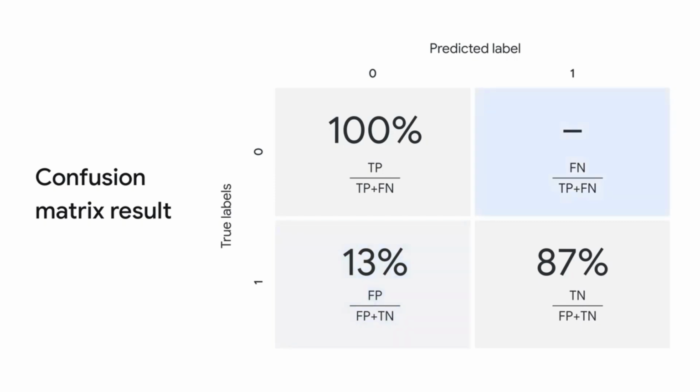Finally, 0% false negative rate. This means the model never incorrectly identifies a borrower who will repay their loan as a potential defaulter. Note that the false negative rate equals false negatives divided by the sum of true positives and false negatives.